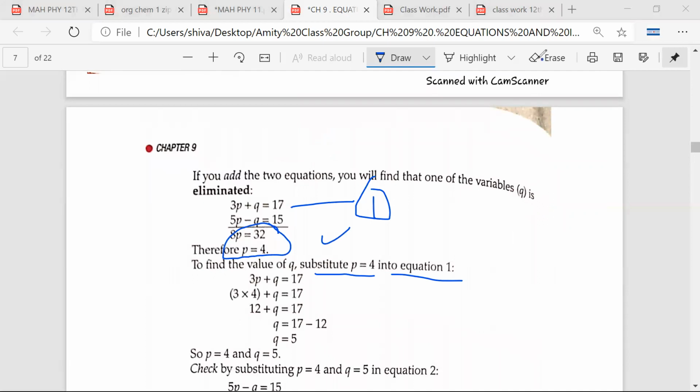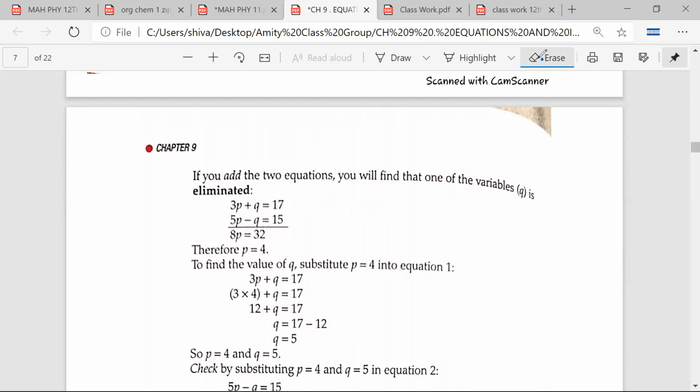Now, what I'll suggest is that you follow what is being suggested by your textbook. Because the way you are doing it is wrong. So you need to write this line. Substitute p is equal to 4 into equation 1. Now you can put this in equation 1 or equation 2. That depends upon, that is your wish. So I have put the value of p is equal to 4 in equation 1. So 3 into 4 is equal to 17. You need to follow the steps here, please.